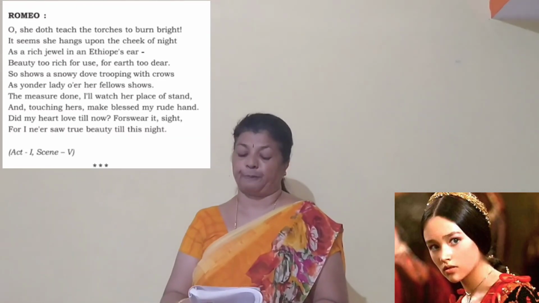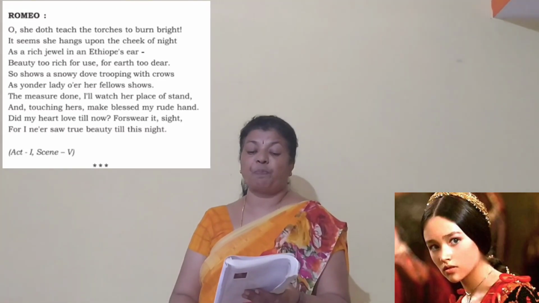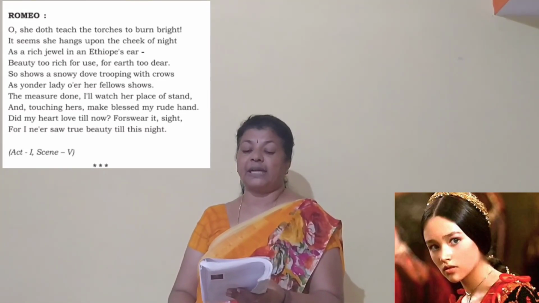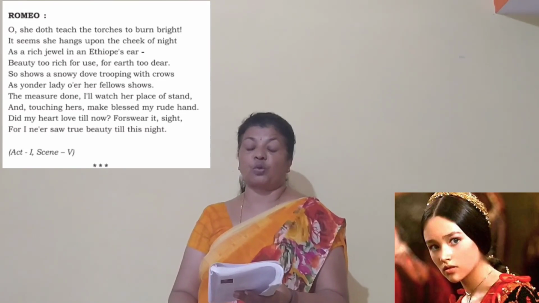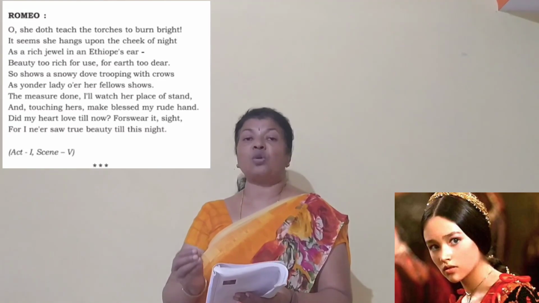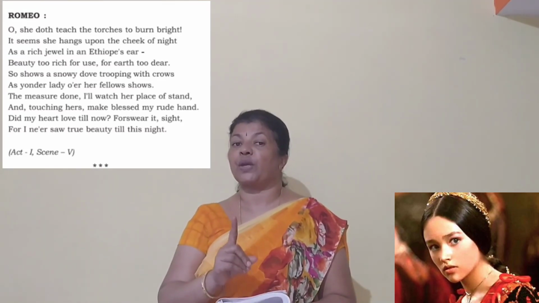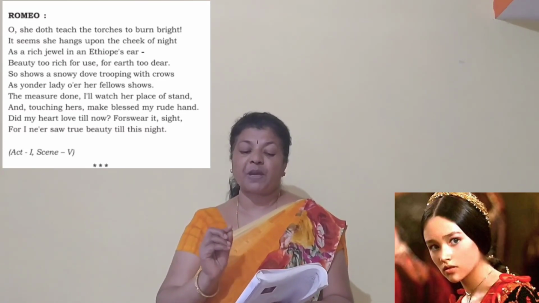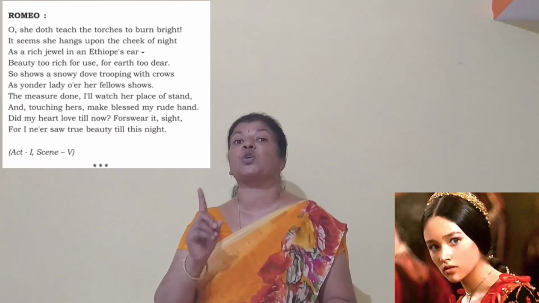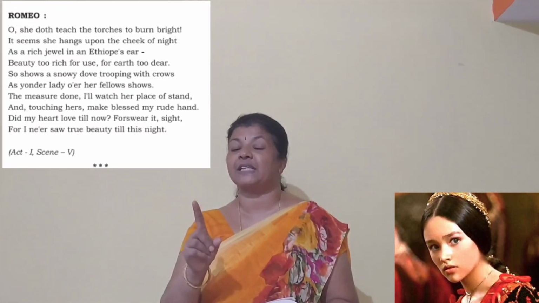She's so beautiful. So next: so shows a snowy dove trooping with crows, as yonder lady over her fellows shows. See what comparison he is making. Another simile is used here. Juliet is compared to a snowy dove trooping with crows. One bird here is the dove and the other birds are the crows.